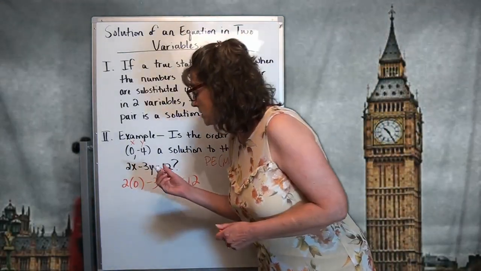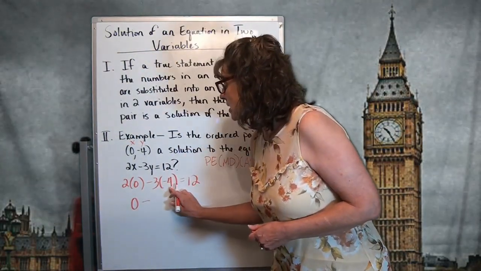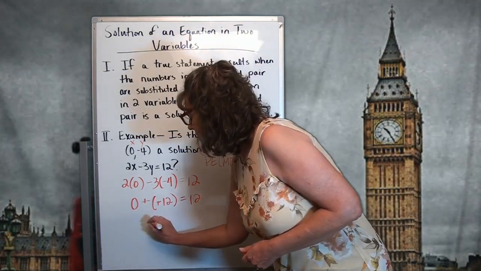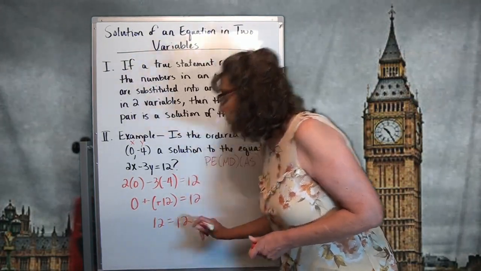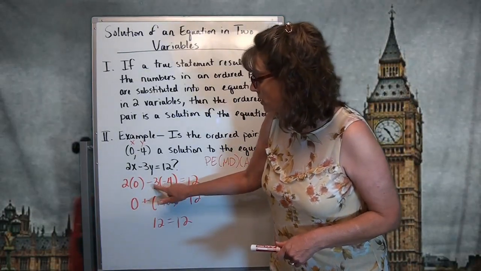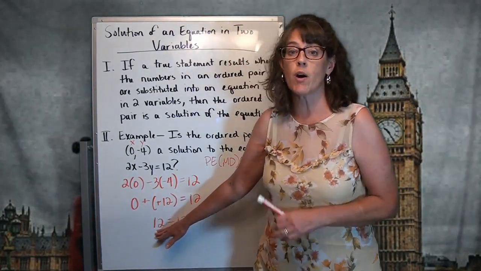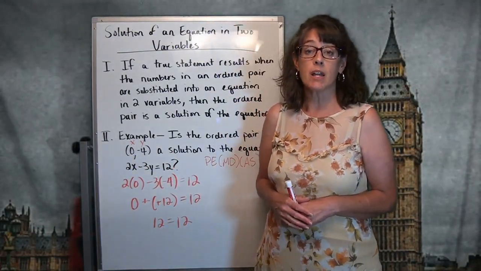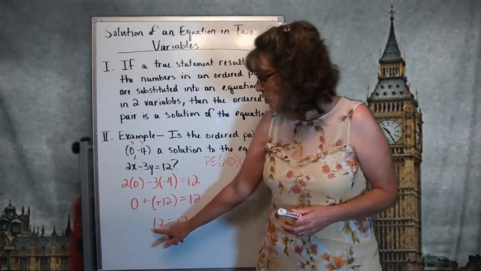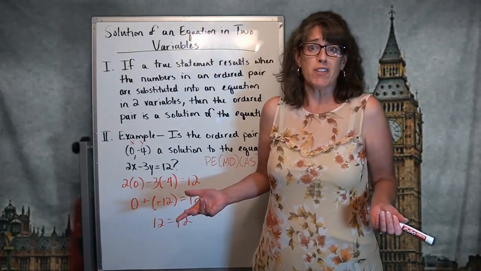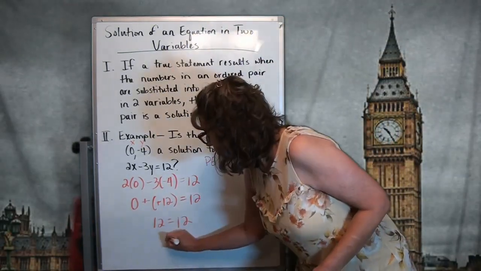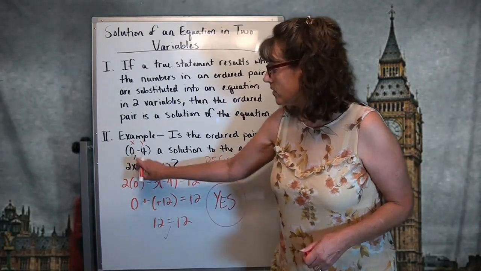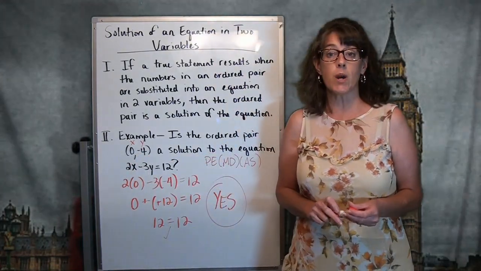So when I multiply 2 times 0, I get 0. And when I multiply 3 times -4, I get a -12. And then subtracting a negative is really adding a positive, and 0 plus 12 is 12. Or we could also look at it as -3 times -4 is a positive 12. Either way is going to be fine. 0 plus 12 is the ending result, and we get a 12 out of that. Is this a true statement? Well, it says 12 is 12. And yeah, 12 is 12. 12 is always going to be 12. So this is a true statement, and when it is true, that means yes, that ordered pair, this one right here, is a solution to this equation.